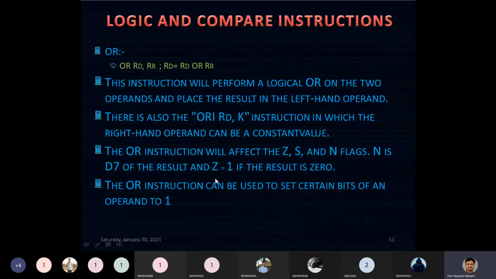But for what purposes do we generally use an OR instruction? The OR instruction can be used to set certain bits to 1. When we want to make some bit 1, we will use the OR operation. If you want to mask the bits, then we will be using an AND operation.